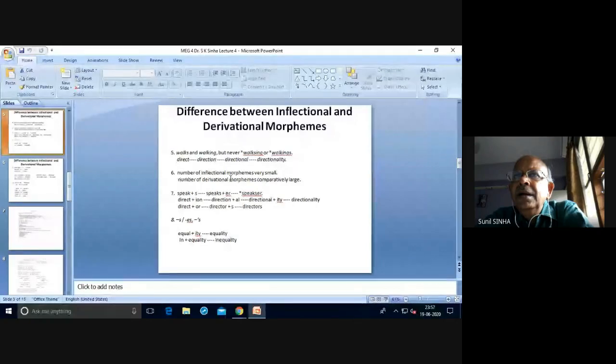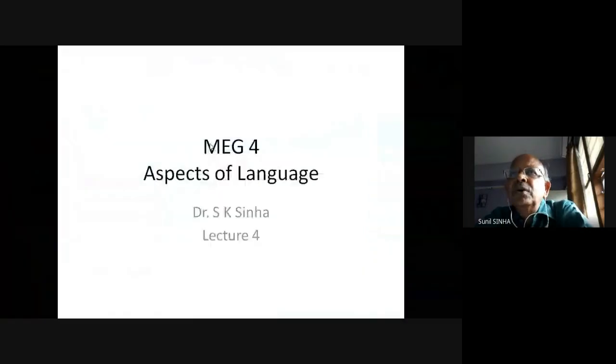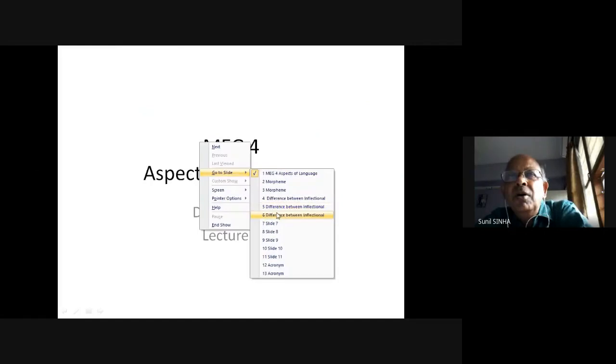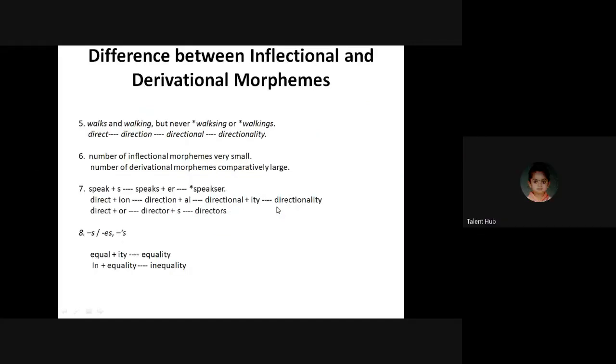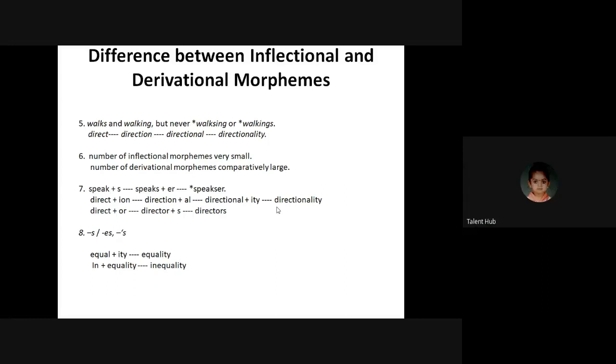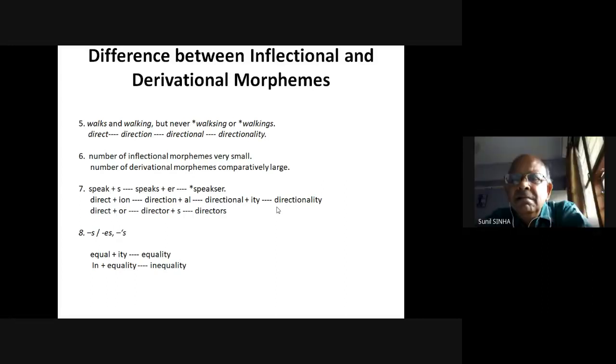Now let's come to point number 8. Here I have shown S, ES, and apostrophe S. S and ES are plural morphemes, like we have boys, B-O-Y-S.